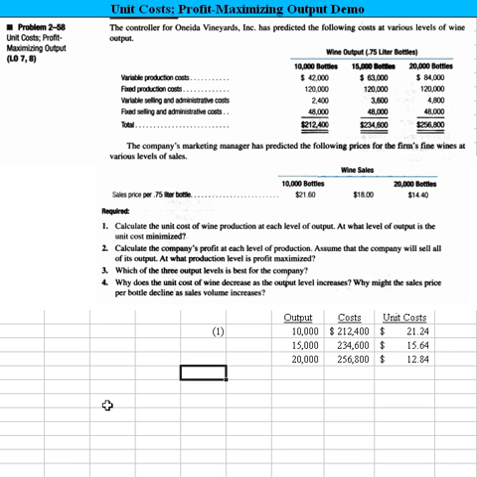Let's work on 2. Calculate the company's profit at each level of production. And you know that profit would be equal to sales less costs. Assume the company will sell all of its output, and which level results in profit maximization. Okay, so on part B, we have output again. Let's put this here. This will be for number 2. And now we need to know sales revenues, total cost, and output.